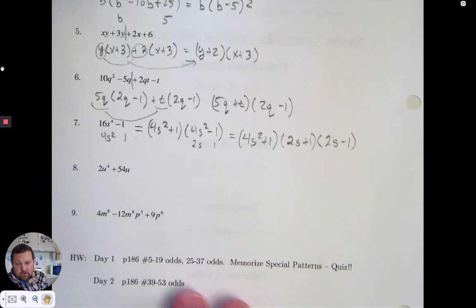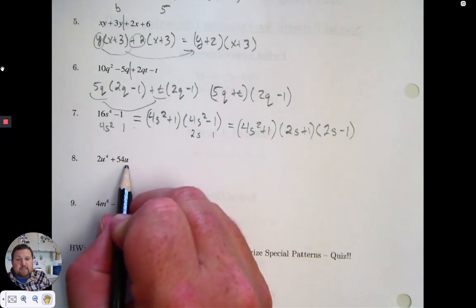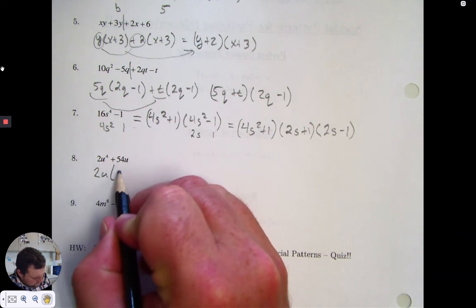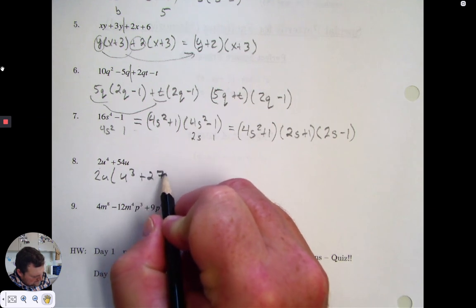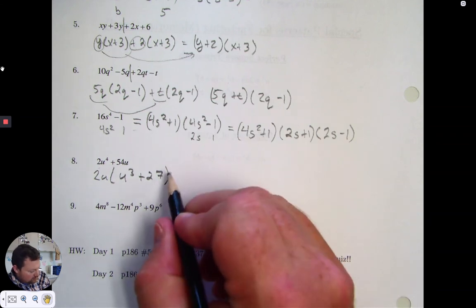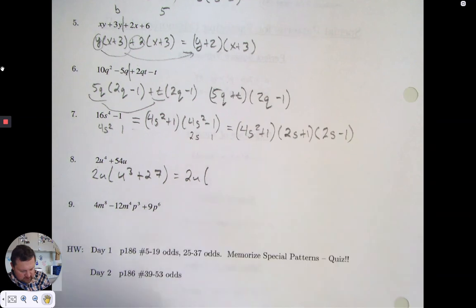On to question number 8. Here we have to say, well, can I factor anything out of this? Well, yup, I can take a 2 and a u out of each part of this, which leaves me with u cubed plus 27. So if I have u cubed plus 27, hopefully you recognize that that's the sum of cubes. So then I can just simply carry my 2u over, and now I just follow the pattern for my sum of cubes.